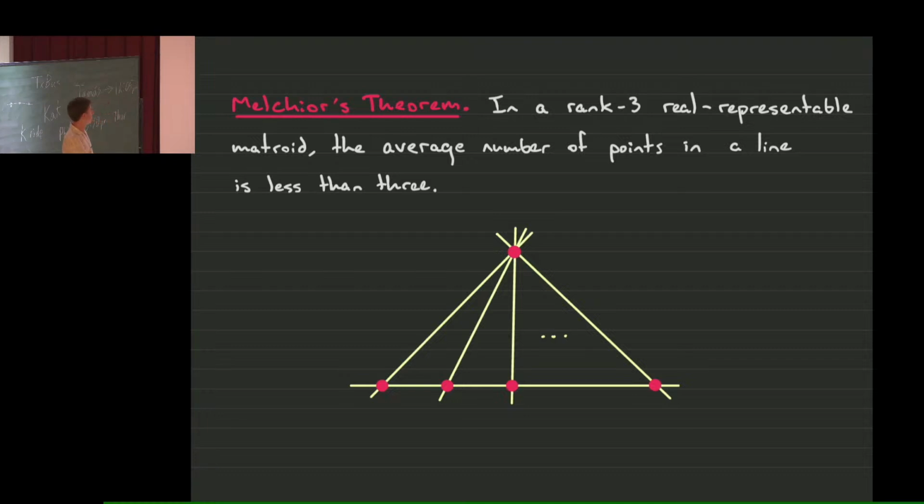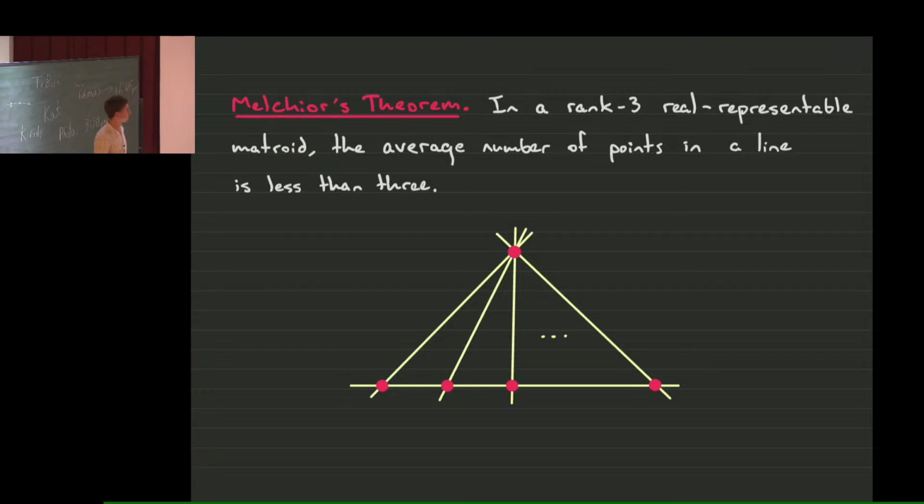So I think this is a really nice theorem, and Jim and I were quite struck by it. It's very easy to state, and I also think that it's kind of surprising. Real representable matroids can be fairly wild, but I don't think it's exactly an obvious theorem.